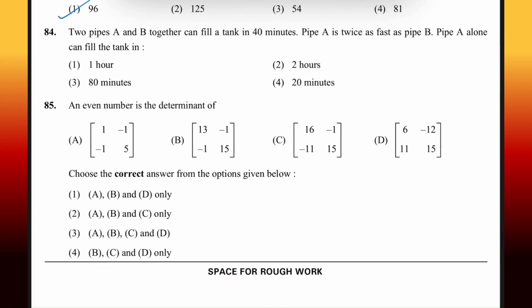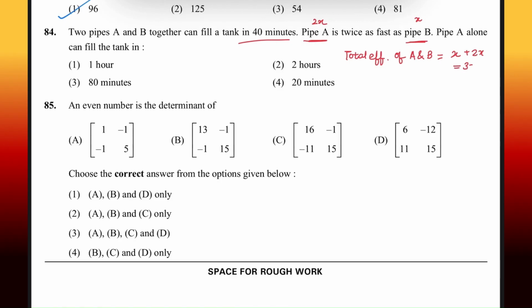Next, moving on to question number 84. Two pipes A and B together can fill a tank in 40 minutes. Pipe A is twice as fast as pipe B. So you have the efficiency. If the efficiency of pipe B is x, what is the efficiency of pipe A? It is twice, so it is 2x. Now what is the total efficiency of A and B? The total efficiency of A and B is x plus 2x, which is 3x.